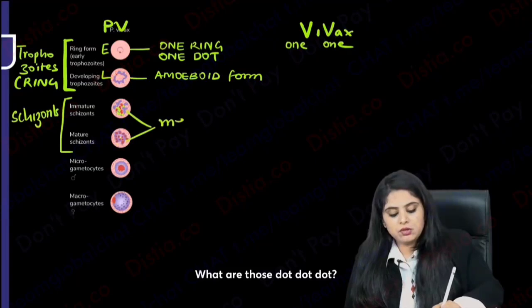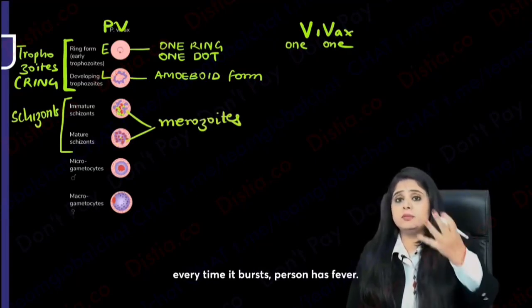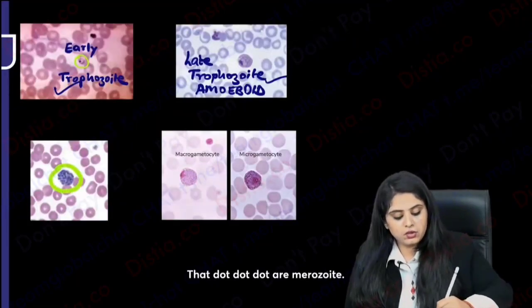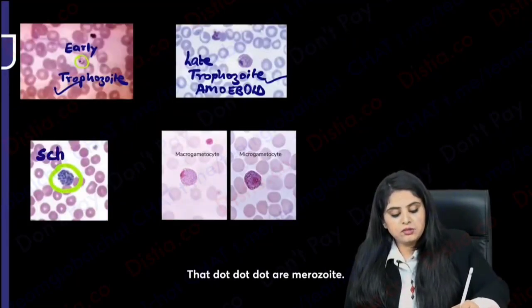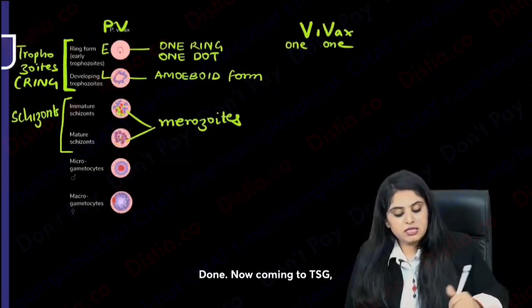What are those dot dot dot? Dot dot dot are nothing but merozoites. Remember, schizont was that water balloon. Every time it bursts, the person has fever. So this is what a schizont looks like. Look, inside it there is dot dot dot. That dot dot dot are merozoites. So these are the schizonts that are present. Done. Now coming to TSG.